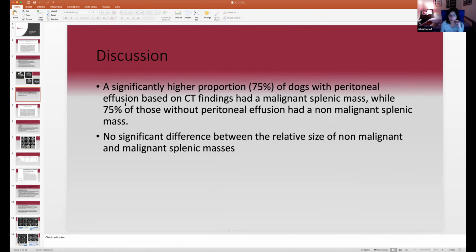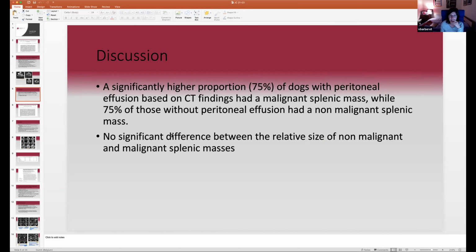They mentioned in the discussion that the dogs with malignant masses had a bit more peritoneal effusion compared with the dogs with non-malignant masses, which had less chance of having peritoneal effusion. But again, not something clear cut.